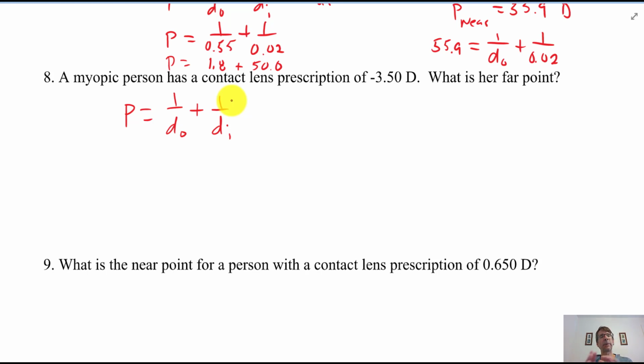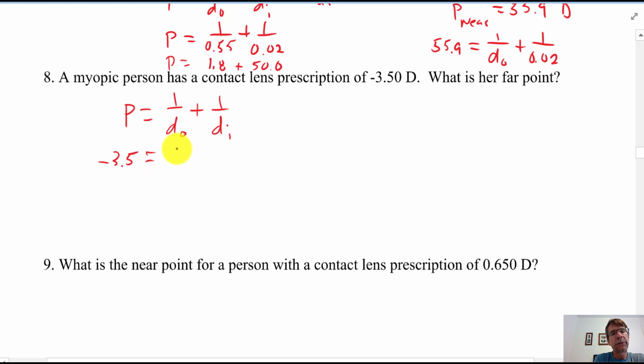We're not talking about the eye now. We're applying this equation to the lens itself. So the power is negative 3.5. I think you can go back and look at, which problem was that one? Yeah, it was problem number 3, where we were correcting for nearsightedness, myopia.